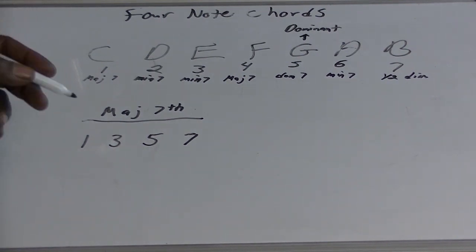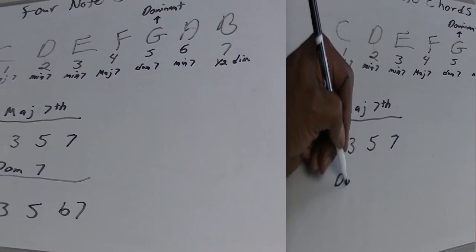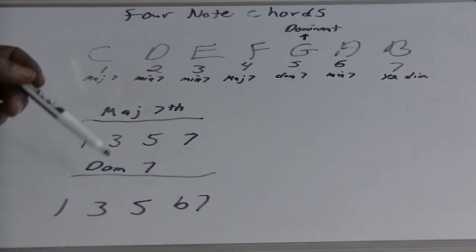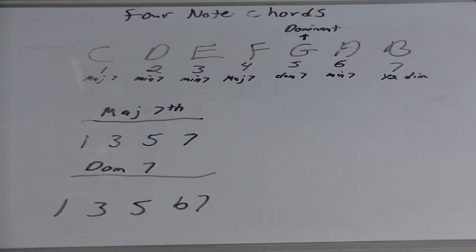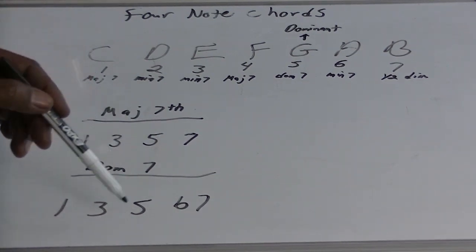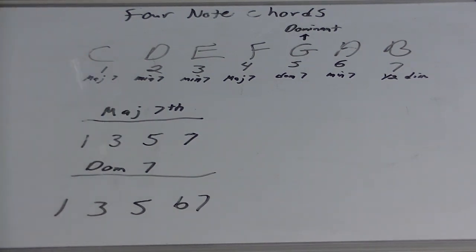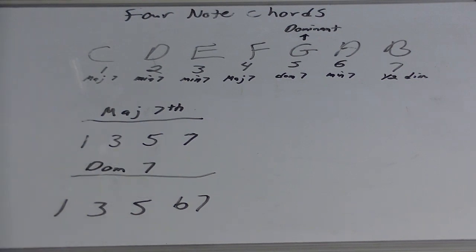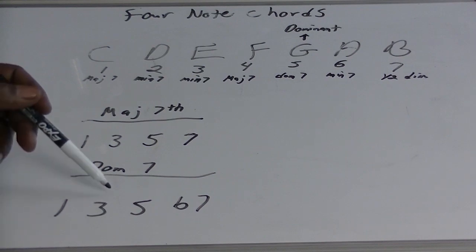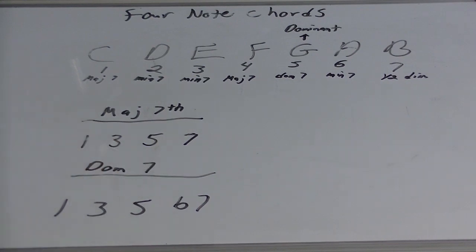Now let's take a look at the dominant 7. As you can see, the only difference between these 2 chords is in the 7th. They both start with the major triad, or contain the major triad, with the significant difference being that for this dominant 7 chord, we have the flatted 7. So I like to see the dominant 7 chord as a major triad with the flatted 7.